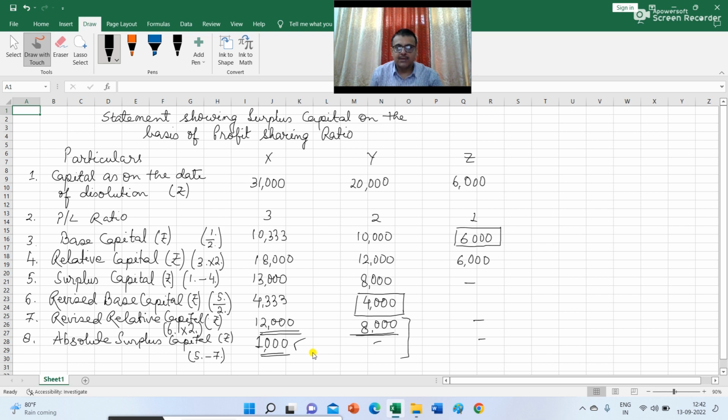So I have already told you the significance of computation of the absolute surplus capital and the revised relative capital. So first of all, partner X will be paid rupees 1,000. Then partner X and Y will be paid up to 20,000 in the ratio of 3:2. So in excess of 21,000, that is 12,000 and 1,000, first will be disbursed to X and 8,000 to Y. So if you add up this three amount, you will get 21,000. So after payment of rupees 21,000 to X and Y, whatever amount is realized thereafter will be distributed among partner X, Y and Z in PL ratio, that is 3:2:1.